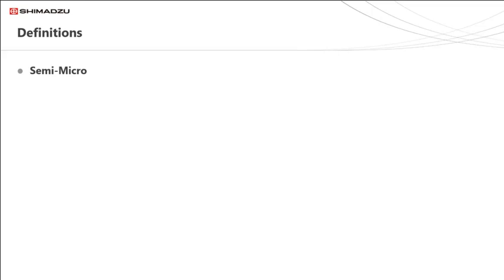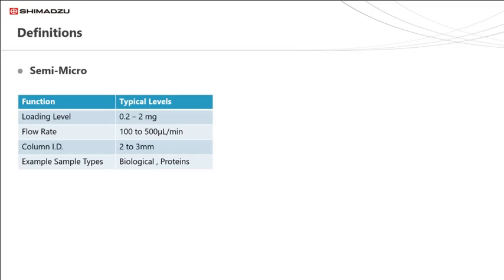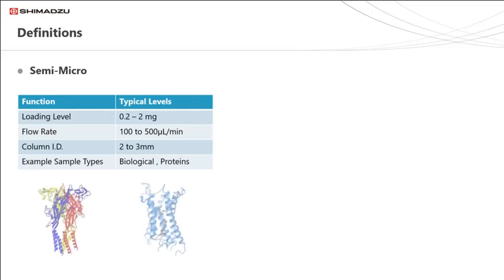Semi-micro. These systems have typical loadings of less than 2 milligrams on column. Flow rates vary from 100 to 500 microliters a minute, and column internal diameters vary from 2 to 3 millimeters. Samples are typically biological, proteins in the examples shown.